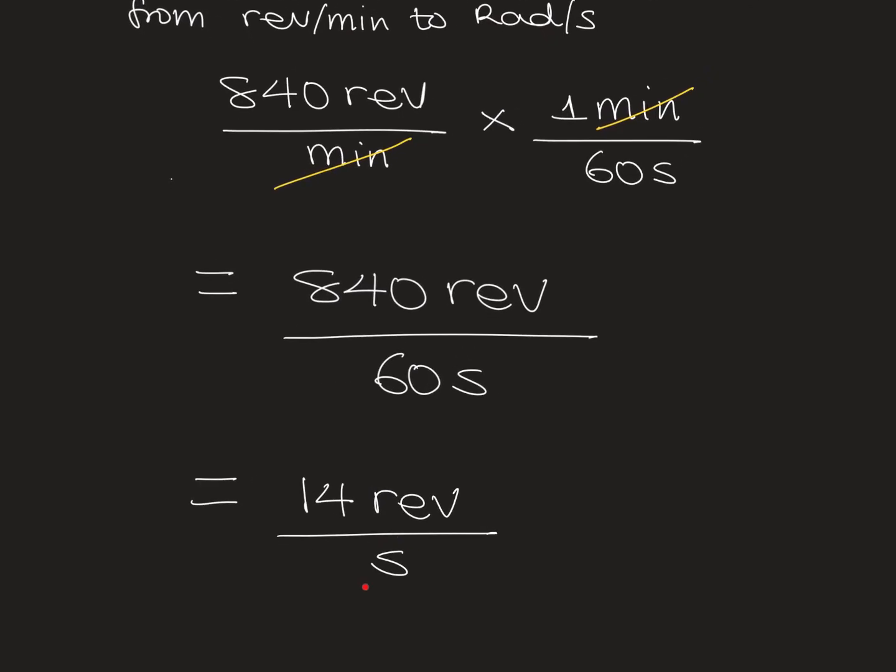Actually, when you have per second here as your answer, it means that the frequency is 14. What is frequency? It is the number of revolutions performed in 1 second. So here we have 1 second and the number of revolutions is 14. So it means the frequency is 14 revolutions per second, or simply 14 hertz. But now we want to continue to express our answer in radians per second.